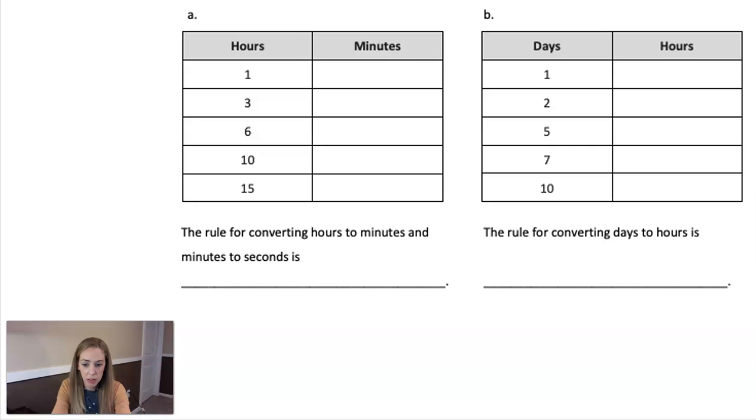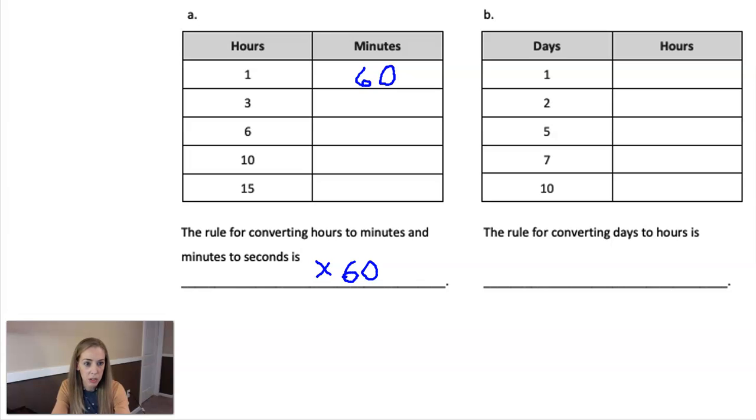All right, so they will give you some tables like this to convert how many minutes are in 1 hour. Okay, they usually start with the simple ones to make sure you're getting it. So the rule for converting hours to minutes, or minutes to seconds actually, is that there are 60 minutes in an hour and 60 seconds in a minute. So whatever they give you, you're just multiplying by 60, okay?